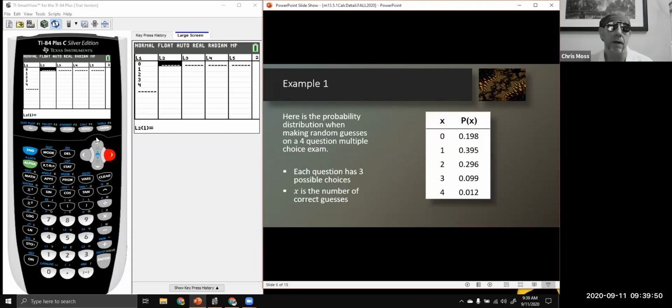All right, so if I come back over here, we have 0.198. We said 0.198. Then 0.395, 0.296, 0.099, and 0.012. So all those probabilities are now in there.